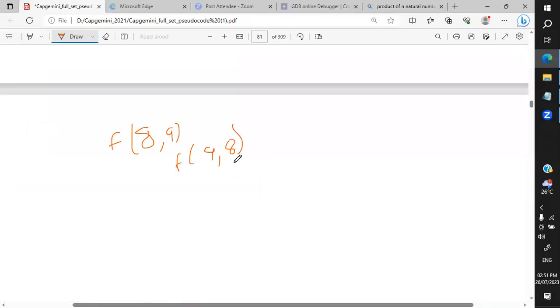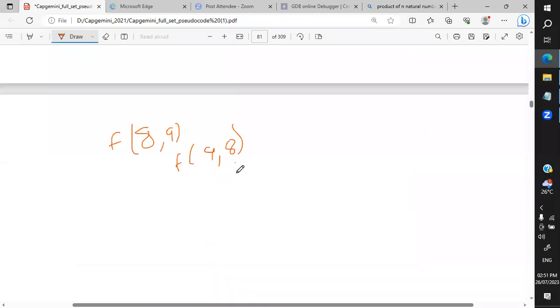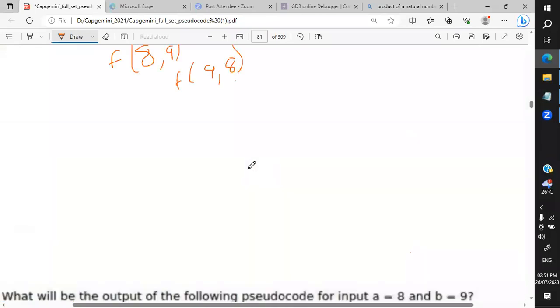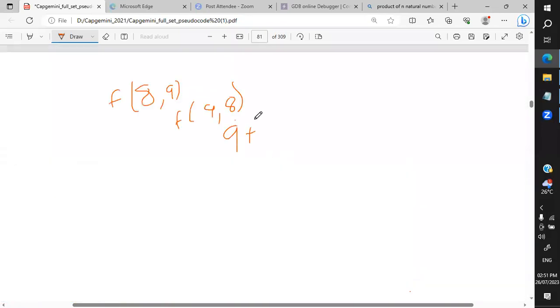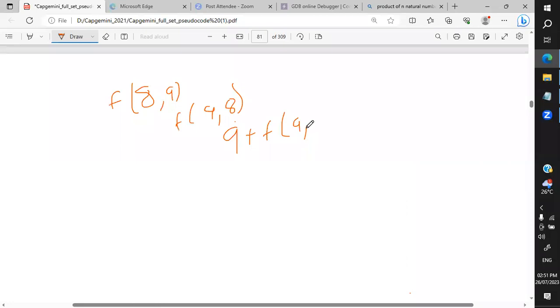Now in 9 comma 8 it will check 9 less than 8. Is it true? False. Then b not equal to 0, 8 not equal to 0. True. Enters inside a plus. That means 9 plus f of a comma b minus 1, that means f of 9 comma 7. Am I right? Yes or no, boys and girls? Am I correct till here?